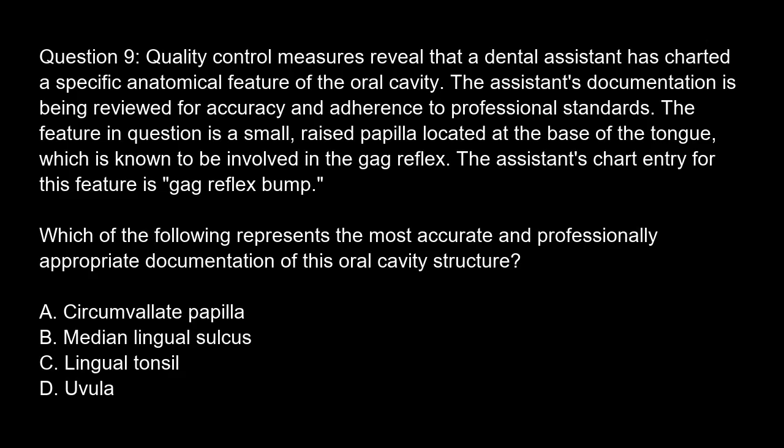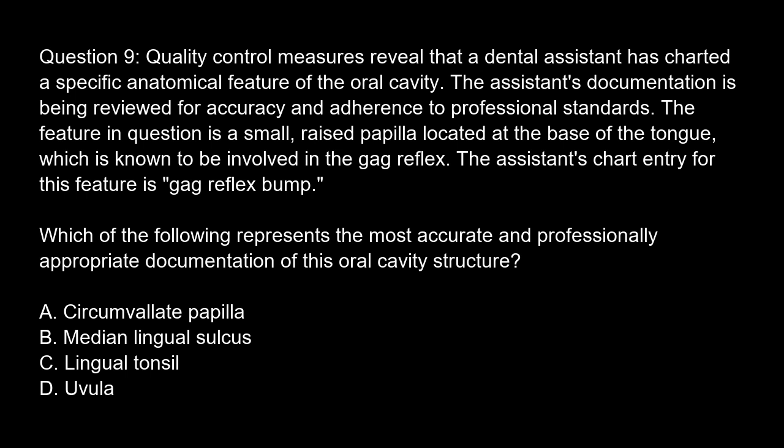Question 9. Quality control measures reveal that a dental assistant has charted a specific anatomical feature of the oral cavity. The assistant's documentation is being reviewed for accuracy and adherence to professional standards. The feature in question is a small, raised papilla located at the base of the tongue, which is known to be involved in the gag reflex. The assistant's chart entry for this feature is "gag reflex bump."